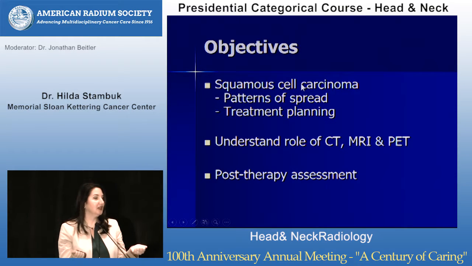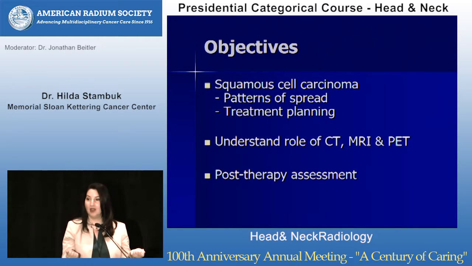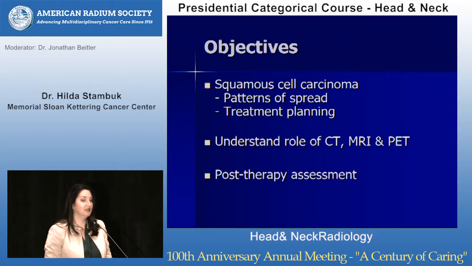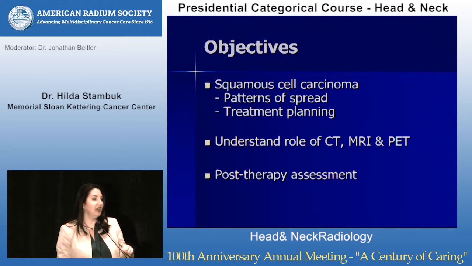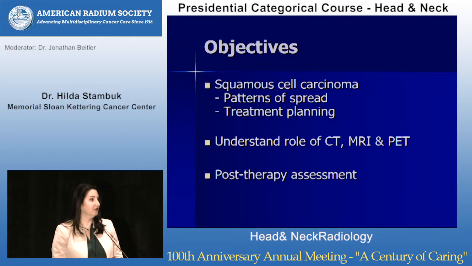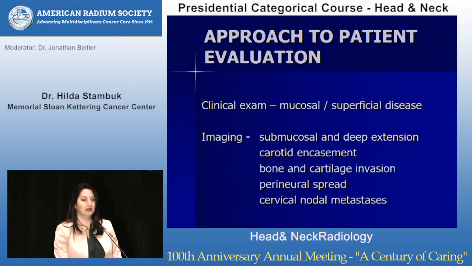As everybody knows here, the majority of tumors in the head and neck are squamous cell carcinoma, so that's going to be the emphasis of my talk. By looking at the anatomy on imaging, I'm going to show you the patterns of tumor spread, which is obviously going to influence your treatment planning. We're going to talk a little bit about the role of CT, MRI, and PET in some of these subsites that I'm going to bring up, and then we'll talk a little bit about the post-therapy assessments.